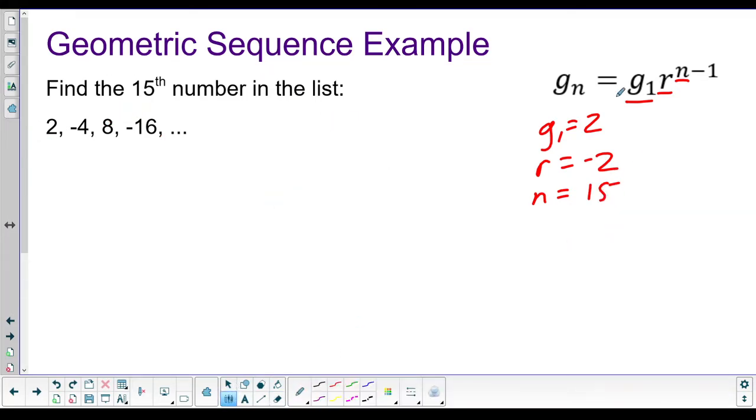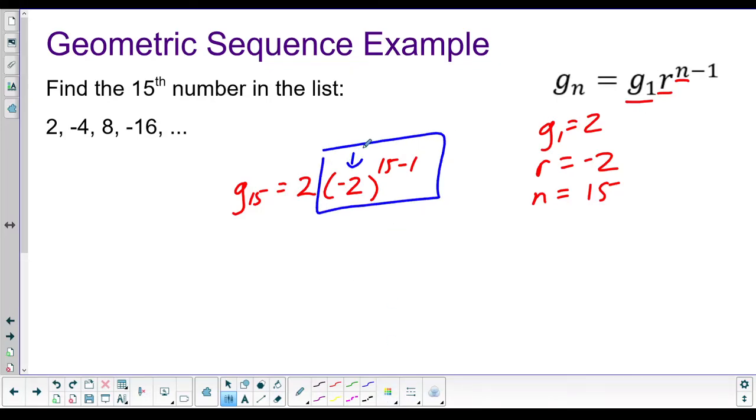Okay. So now we're going to just plug these into this. We'll use a calculator to do the exponent, and then that will tell us the 15th number in the list. So G15 equals G1, which is 2, parentheses, negative 2 to the power of 15 minus 1. When you type this piece into your calculator, because the 2 is negative, you want to be really sure to put parentheses around it. Otherwise, it might mess up signs if you're not careful. So we're going to do negative 2 to the power of 14, because 15 minus 1.